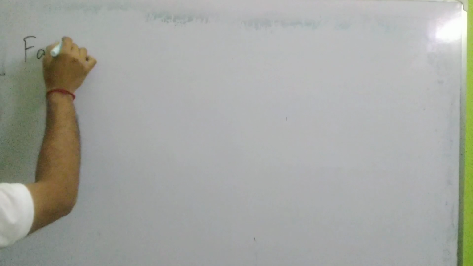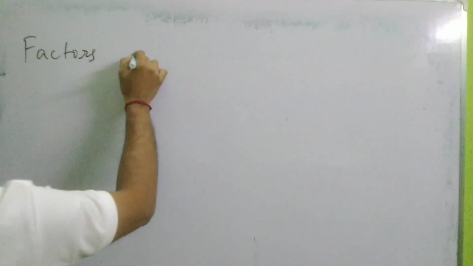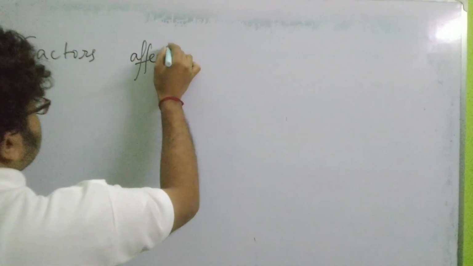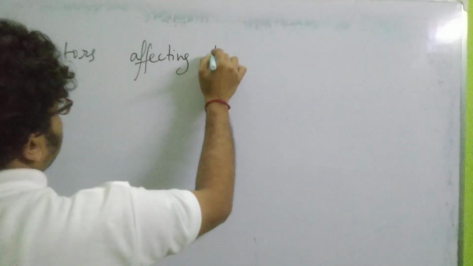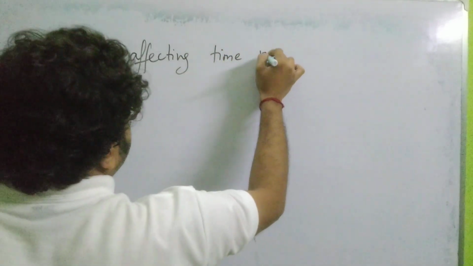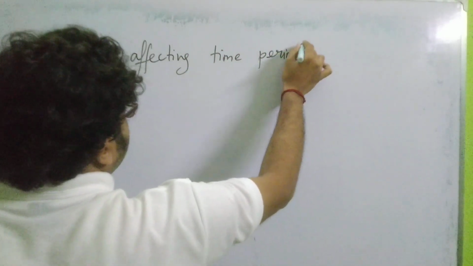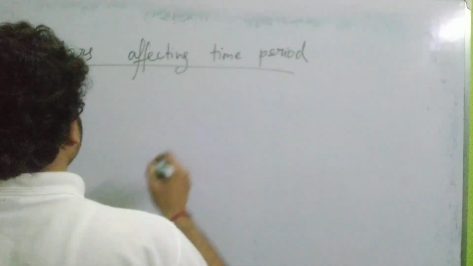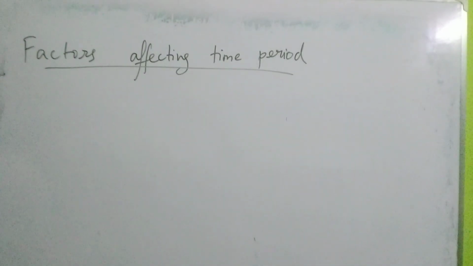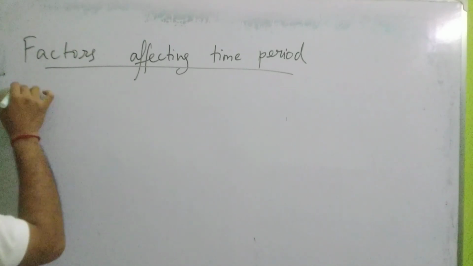So what we are going to discuss next is: what are the factors affecting the time period of a simple pendulum? First, the first factor that affects the time period of a simple pendulum is its effective length.